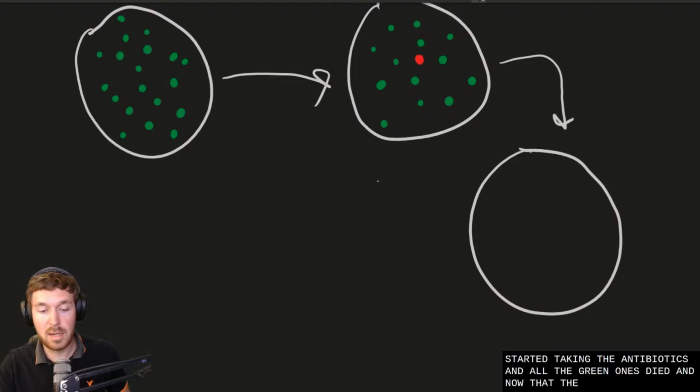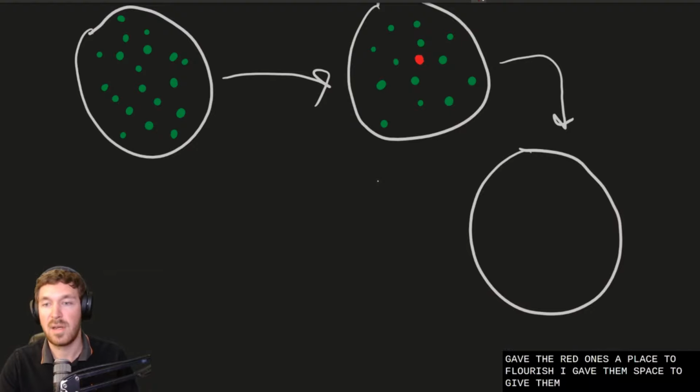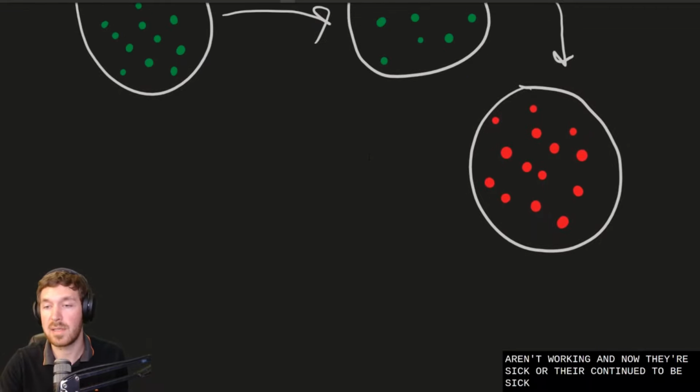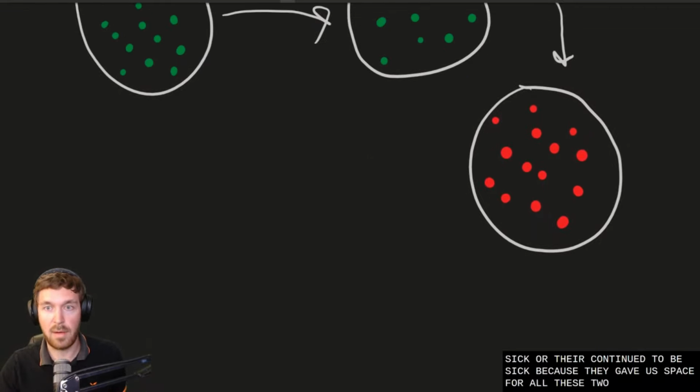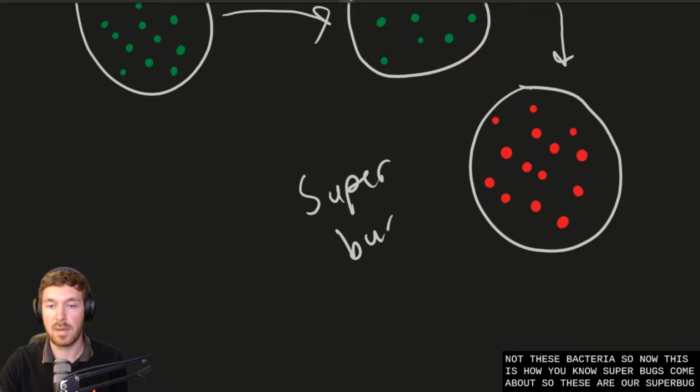And now that the green bacteria died, it gave the red ones a place to flourish. It gave them space. It gave them nutrients. So now this person is wondering why these antibiotics aren't working, and now they're sick. Or they continue to be sick because they gave a space for all these to evolve. And the antibiotics killed these, but not these bacteria. So now this is how superbugs come about. So these are our superbugs.